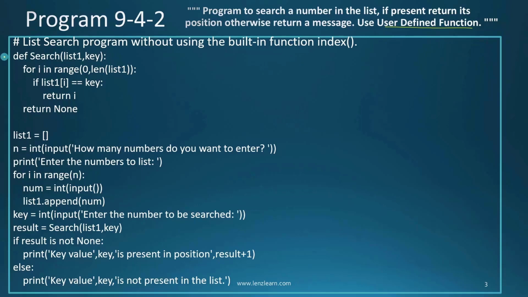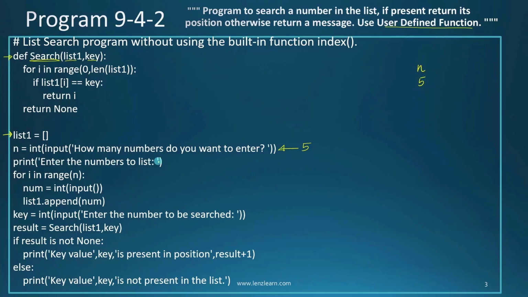So we have written a function which is called search. So that's the name of the function. It expects a list and a key value which you have to search inside list1 to find it or not. So now the control will come to the next statement outside the function definition. Here also I have created a blank list. Now the next statement, the program will ask how many numbers you want to enter. So that is the size of the list. For example, I can give 5 here, so the value of n will be 5.